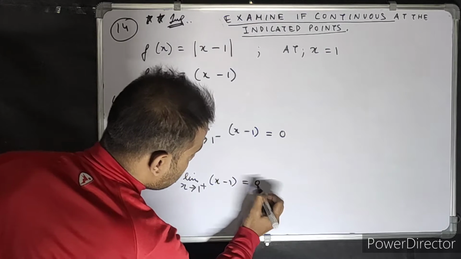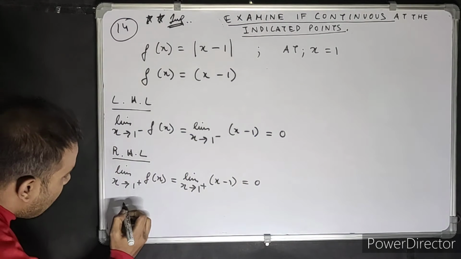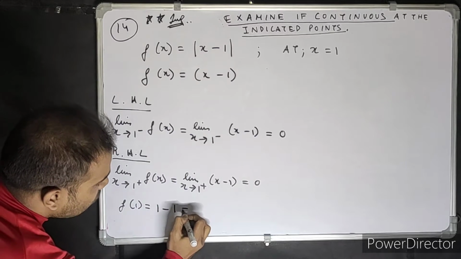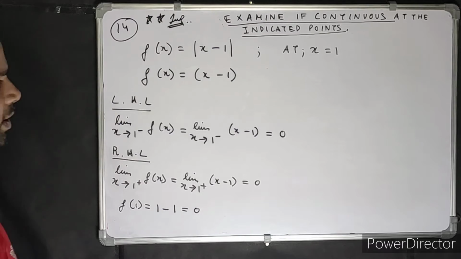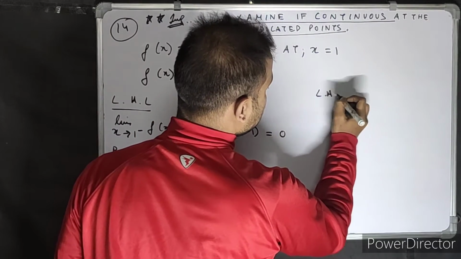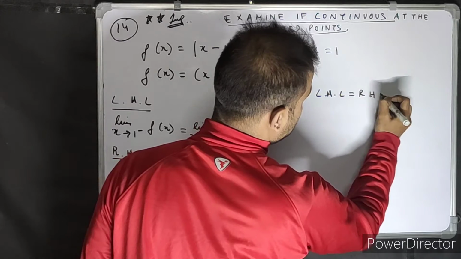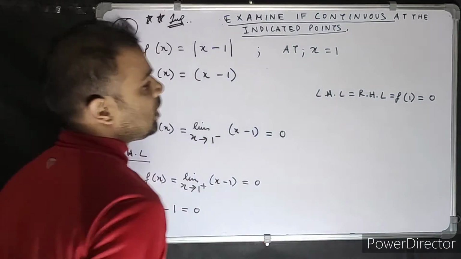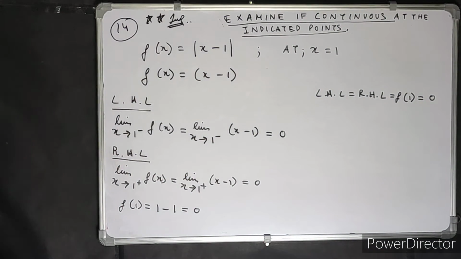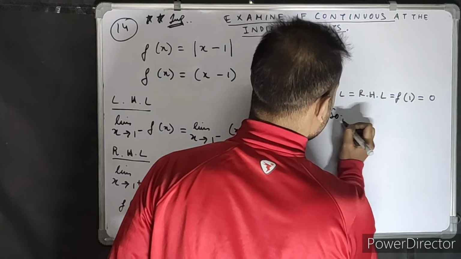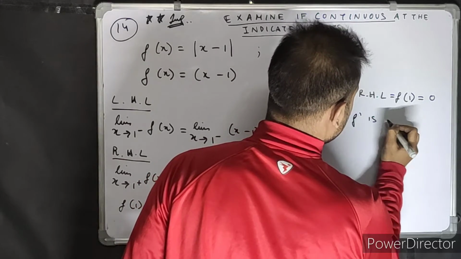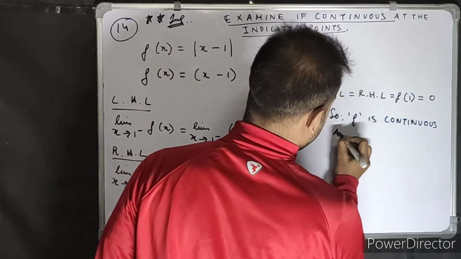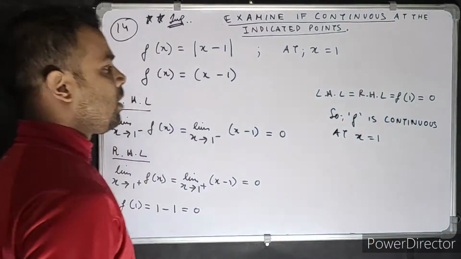x minus 1, that is 0, and f of 1, you again have to put 1 here only. So 1 minus 1, that is 0. All three things are equal to each other. LHL is equal to RHL is equal to f of 1, which is equal to 0. So the function is continuous. So f is continuous at x equal to 1.